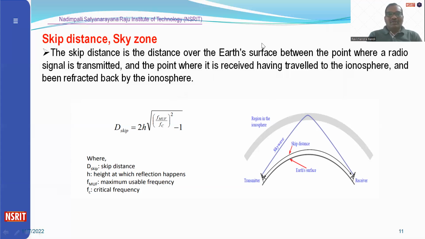times the square root of (f MUF by fc) whole squared minus 1. Here h is the virtual height, f MUF is the maximum usable frequency, and fc is the critical frequency. This is the expression used for the skip distance.